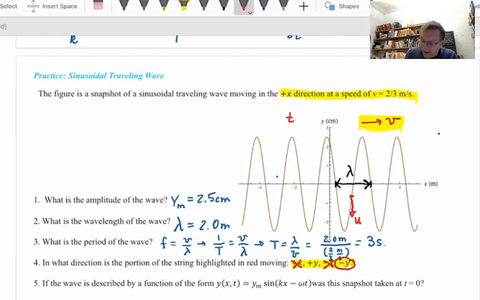Let's take as given that the formula for the displacement of the string is y of x and t equals y max sine of kx minus omega t. In other words, we're telling you that the phase constant phi for this wave is 0. So now here's the question. This snapshot that we are talking about, that you see here, was it taken at time 0? Yes or no? Think about it. Pause the video. When you're ready, come back.